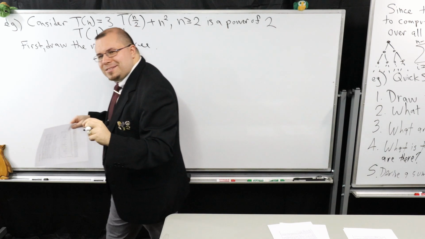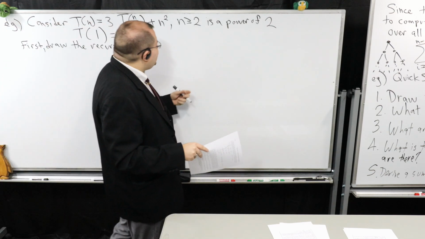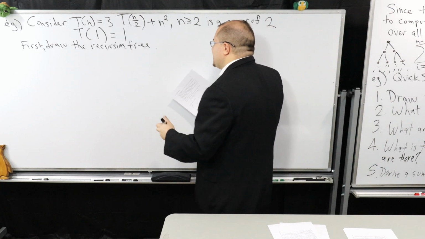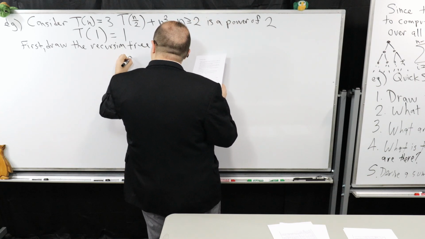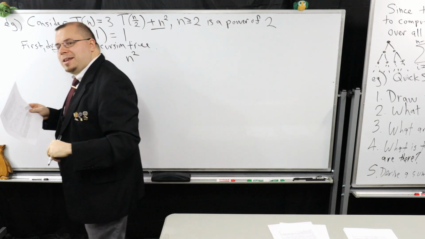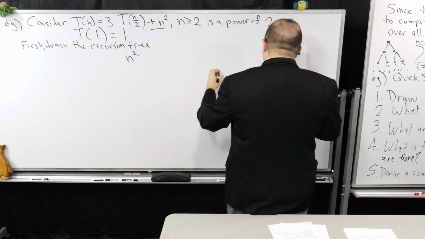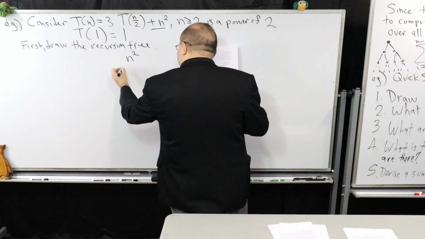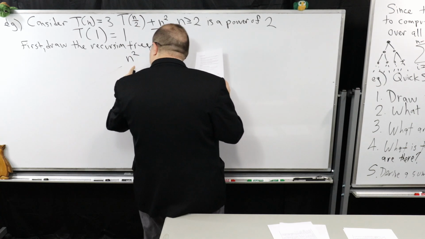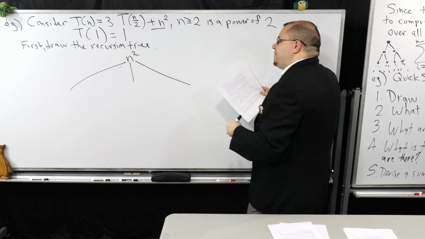Does anybody have any ideas? Well, what's the non-recursive work that happens here? It's n squared. So I'm going to have n squared at the top here. Remember, that's the amount of non-recursive work that happens when I initially call T of n. Now, what's going to be a little more interesting for us is that I'm going to have 3 recursive calls. I'm going to make this a little wider, just to make sure I have lots of space. So I have 3 recursive calls.